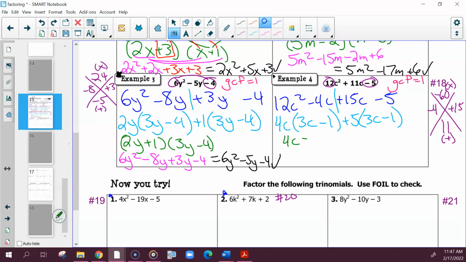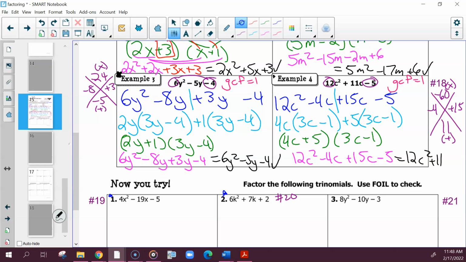So our two factors would be what? 4c plus 5 and 3c minus 1. Distribute this back out. We have 4c times 3c is 12c squared. 4c times negative 1 is negative 4c. 5 times 3c is 15c. And 5 times negative 1 is negative 5. So that would give us 12c squared plus 11c minus 5.